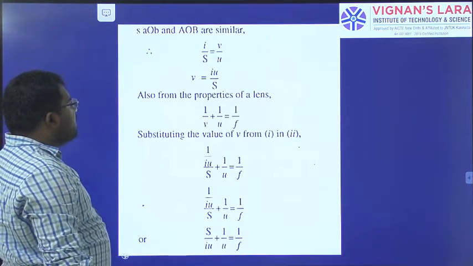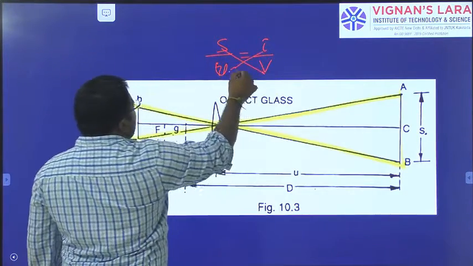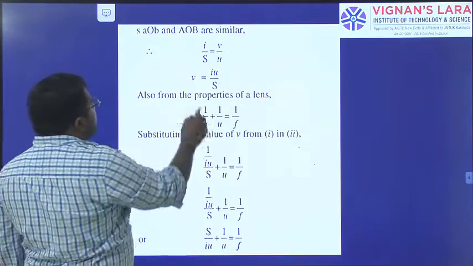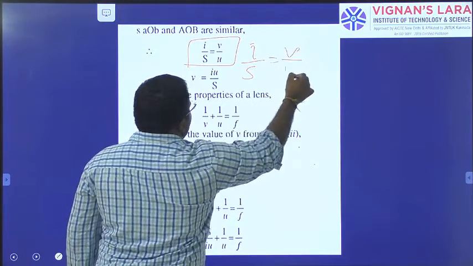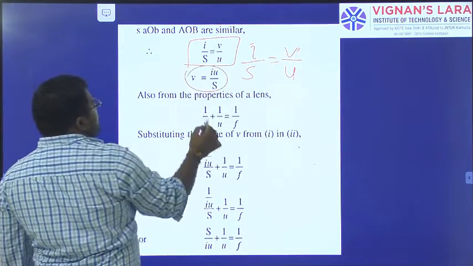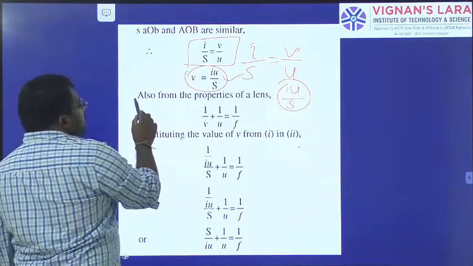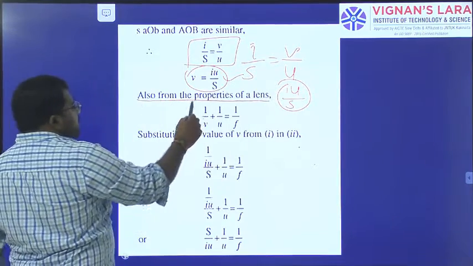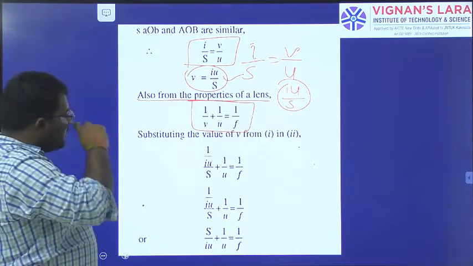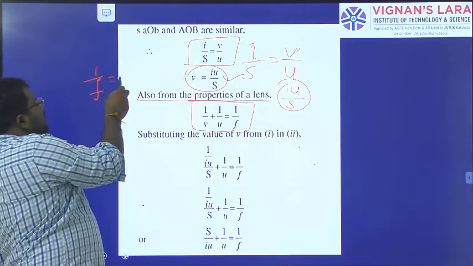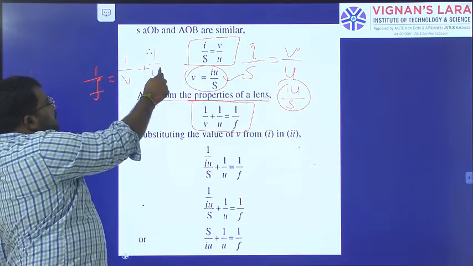So now this can be written as I by S. If we invert it, I by S is equal to V by U. Now from here, small v is equal to IU by S. Also, from the properties of a lens, which is the fundamental principle from optics, 1 by F is equal to 1 by V plus 1 by U.